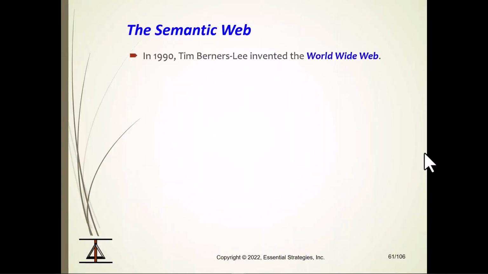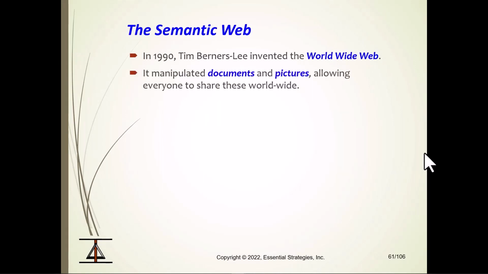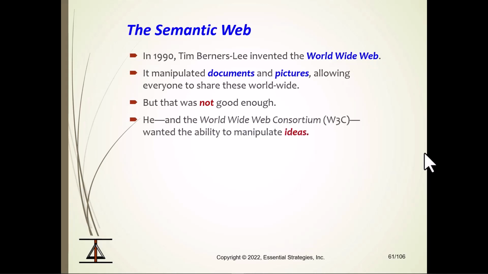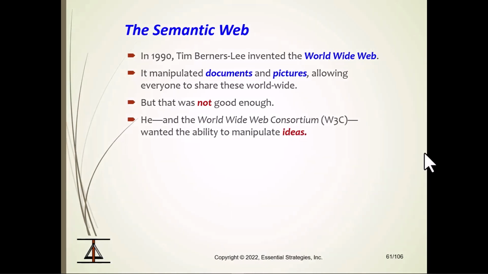Now, back in 1990, Tim Berners-Lee invented the World Wide Web, which was an incredible vehicle for manipulating documents and pictures and making them shared worldwide. My world was changed with the advent of the World Wide Web, as I'm sure yours was as well. But that wasn't good enough. He and his buddies were concerned because that really didn't tell you about the ideas that are contained in those documents and pictures. What they wanted to come up with was the ability to manipulate those ideas.